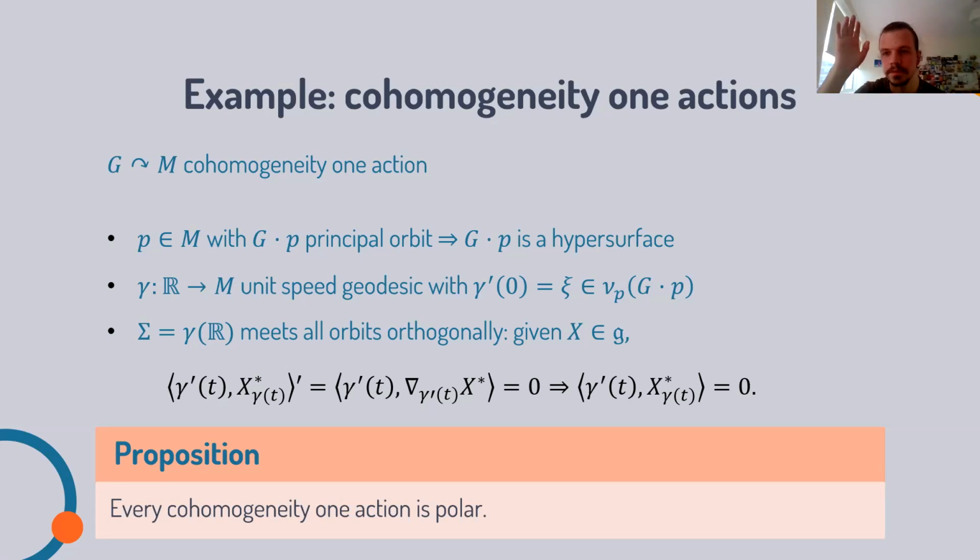Can I ask a question? Yeah, sure. Can it happen, so like, okay, it will intersect every orbit orthogonally? Yeah. Can it happen that it will self-intersect but will not be a closed geodesic?